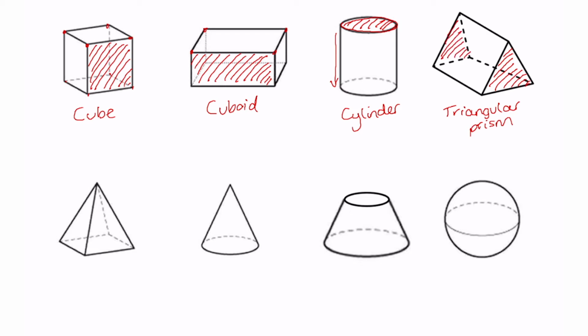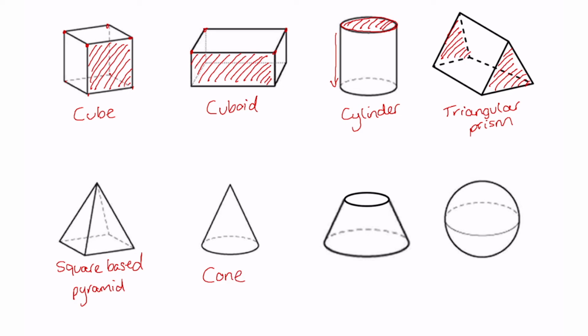The shape in the lower left is a pyramid, but pyramids are defined by the shape that is on the base, so this is a square-based pyramid. The next shape would be a circular-based pyramid, except it's also got an alternative name, which is cone.